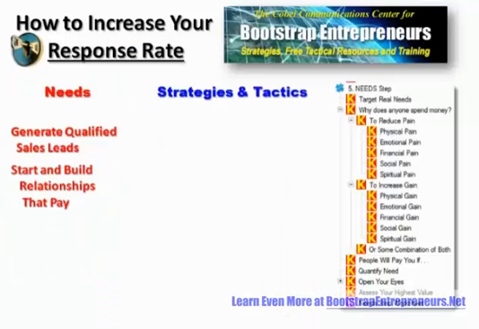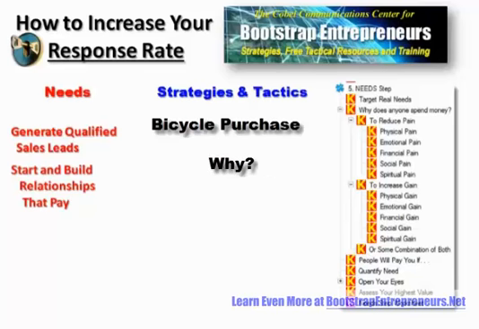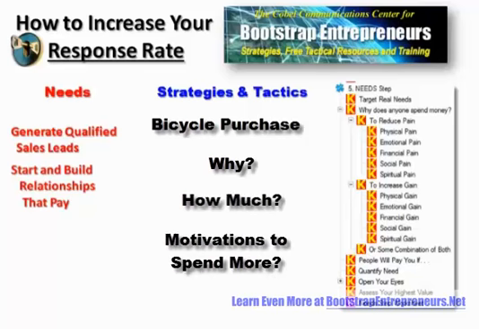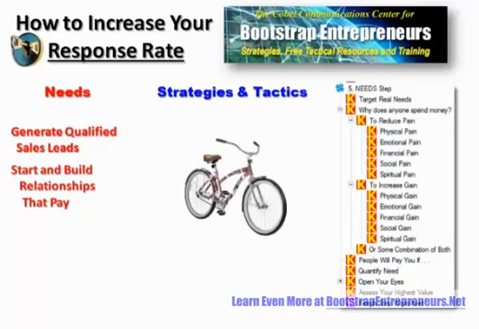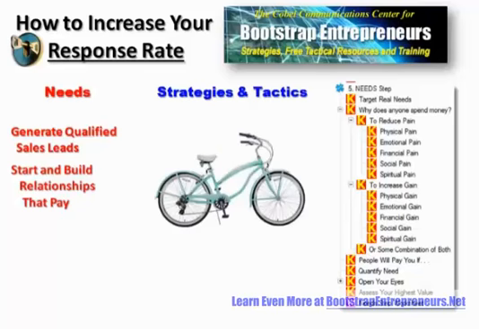For example, let's consider the purchase of a bicycle. Why would people spend money on a bike? How much might they spend? What could motivate them to spend more? Somebody feeling low pain and gain issues might be satisfied with a bike like this for around $100. Somebody focusing on more physical gain might want to ride longer and maybe on some hills, so gears would be nice. Add another $75 or so.